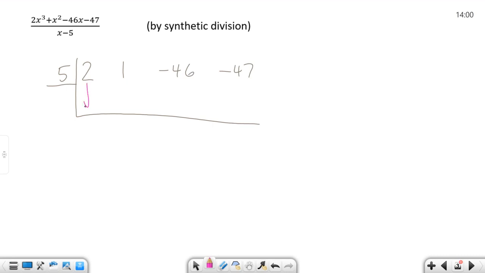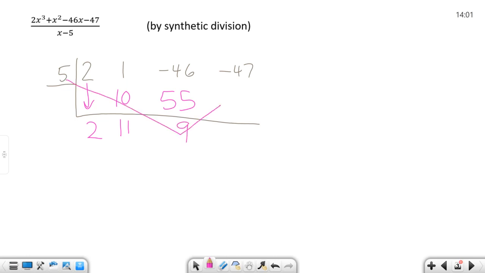Then I'm going to say, okay, drop down my 2. Then I say 5 times 2, and I write it here. What is 5 times 2? That's right, 10. Then I add 10 and 1 together and get 11. And I'm finished with the process. Now I'll do the process again. I say 5 times 11 and write it here. So 5 times 11 is 55. 55 minus 46 is 9.